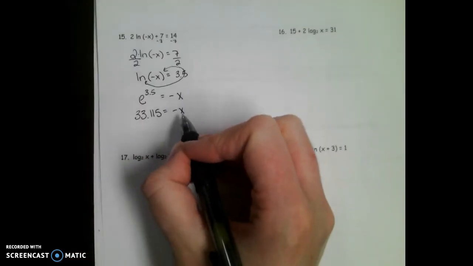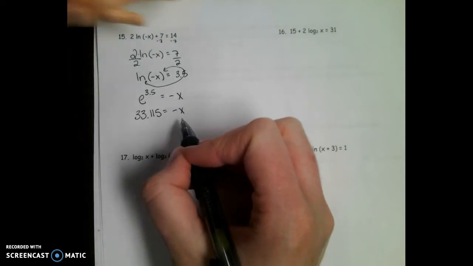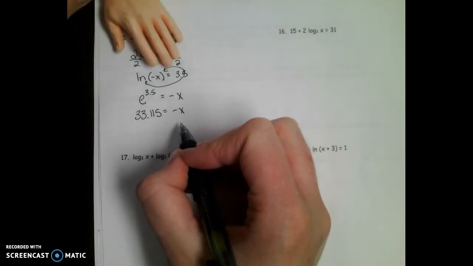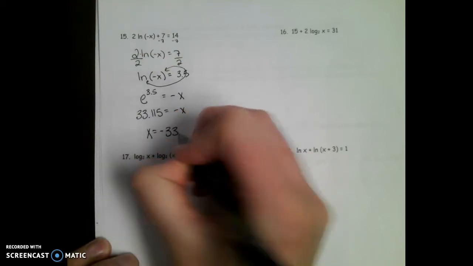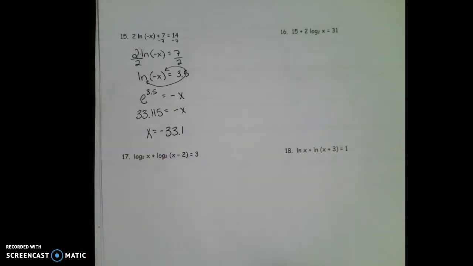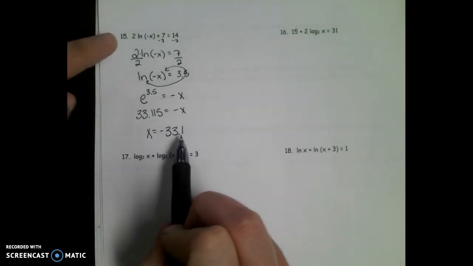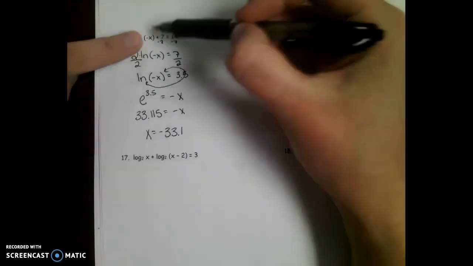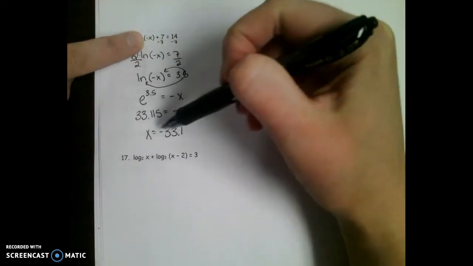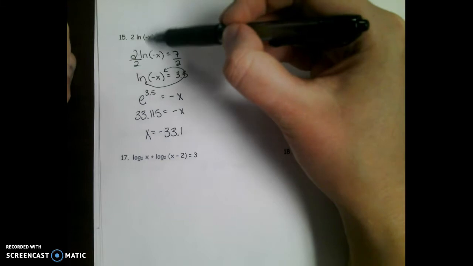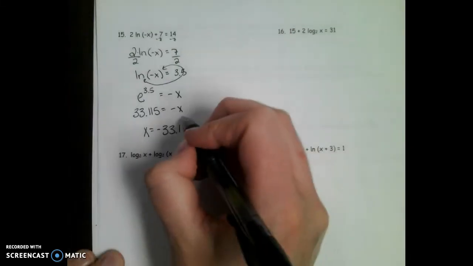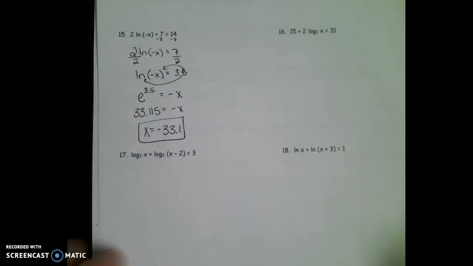And to get rid of this negative in front of the x, you divide everything by -1. So our final answer is x equals -33.115, or -33.1. Remember that we need to check. So if you plug -33.1 in here, because of this negative, -33.1 would become a positive number, and that would make the number that we're putting into the log be a positive number. So this answer is absolutely fine.